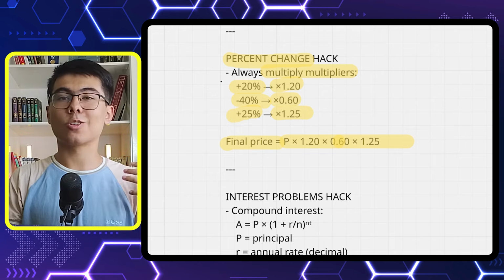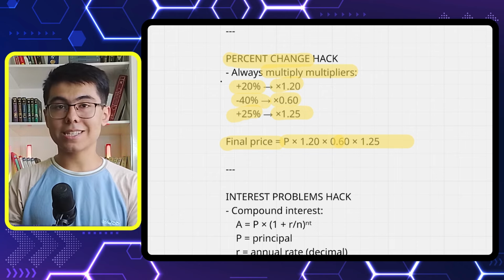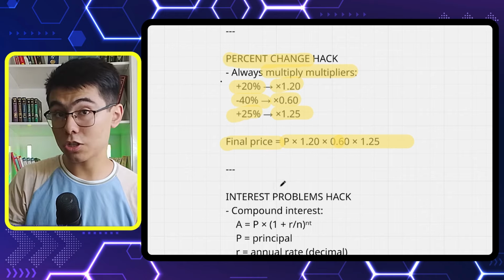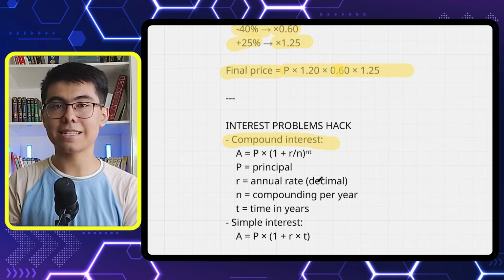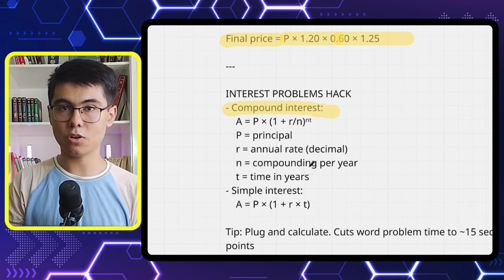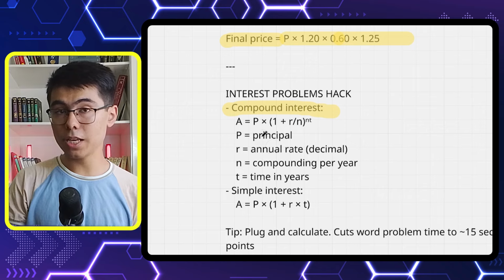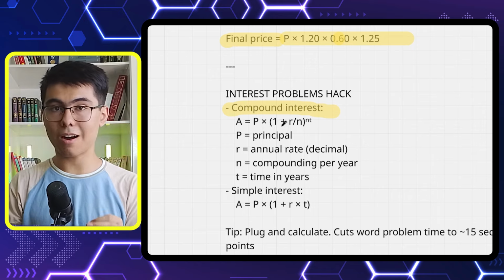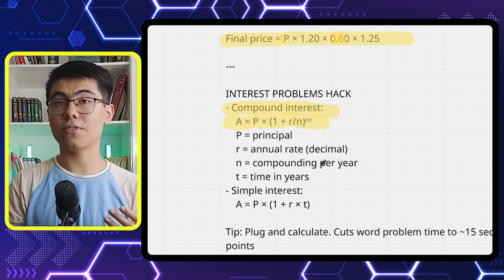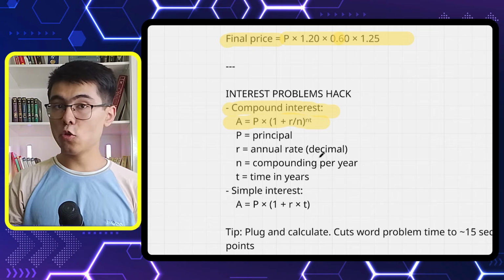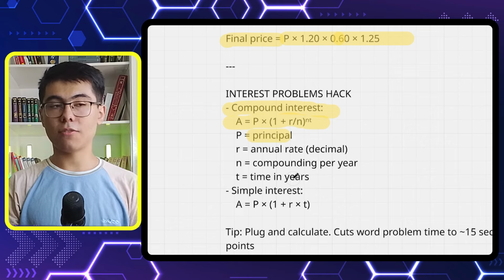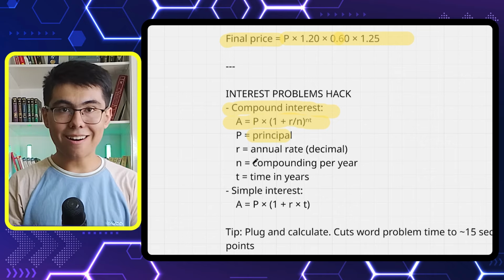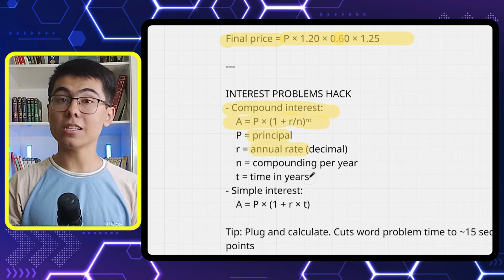And here's where it gets crazy. This same mindset destroys compound interest problems. Make sure to forget writing out year by year nonsense, just lock into this formula. A equals P multiplied by (1 plus r over n) to the power of nt. And in this formula, P is your starting money, and this is sort of an initial value. r is the annual rate in decimals.